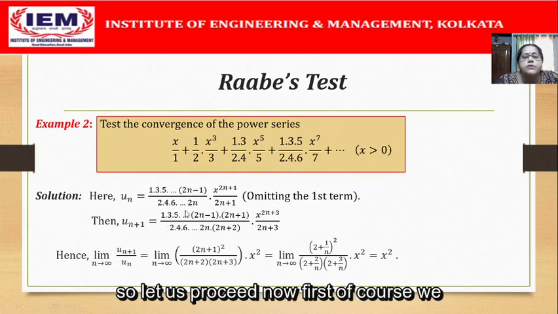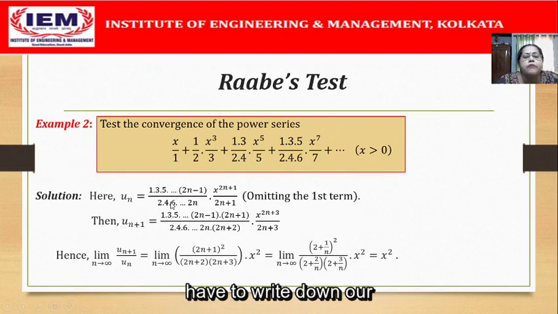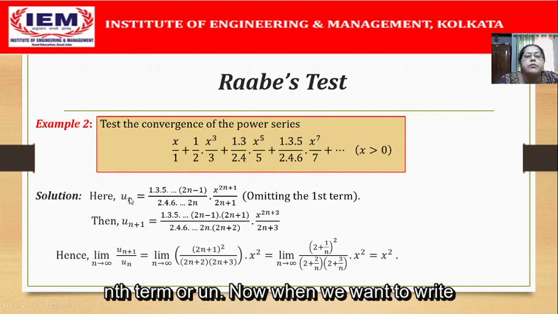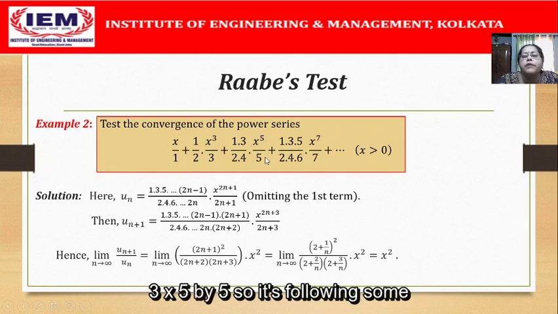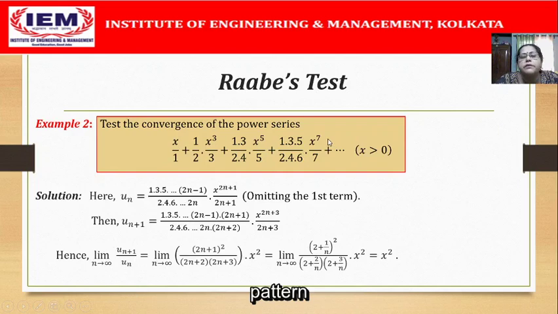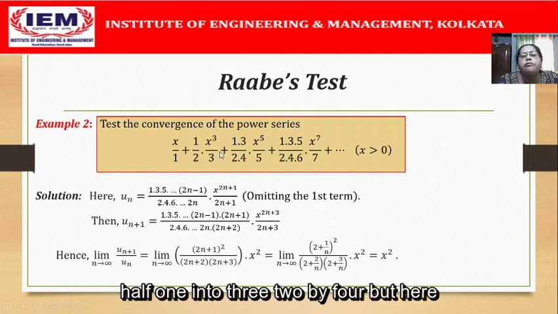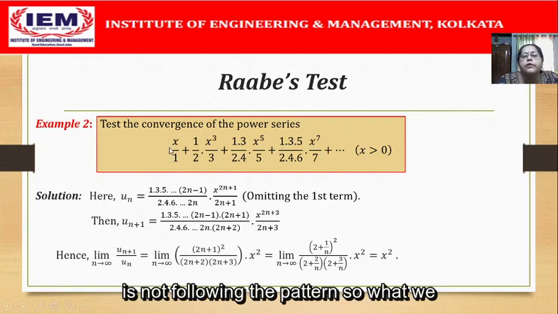Okay, so let us proceed now. First, of course, we have to write down our nth term or un. Now, when we want to write un, we see that this is x by 1, x cubed by 3, x5 by 5. So it's following some pattern. But there is a problem with the coefficient. This is half, 1 into 3, 2 by 4. But here the coefficient is not following the pattern.